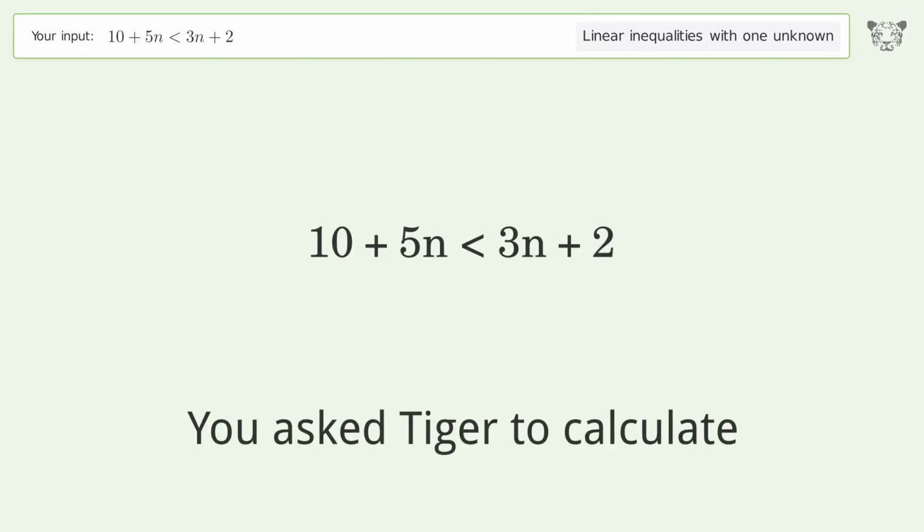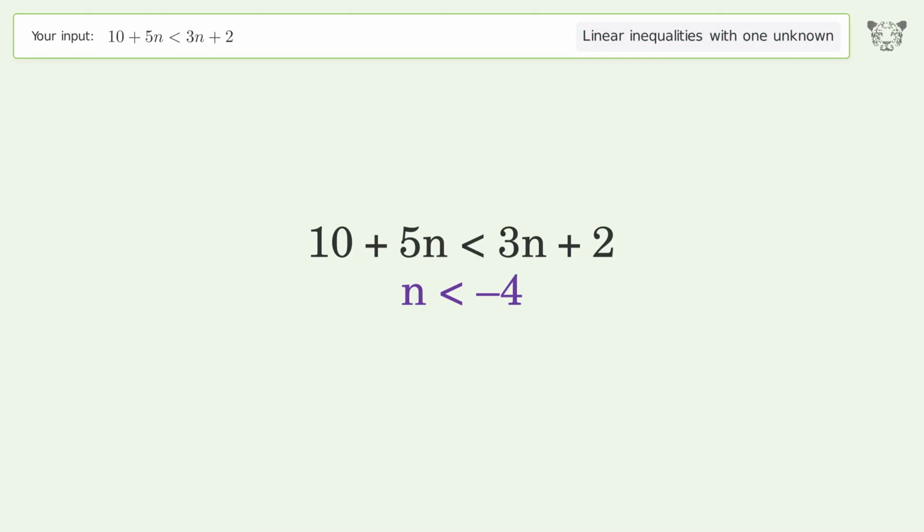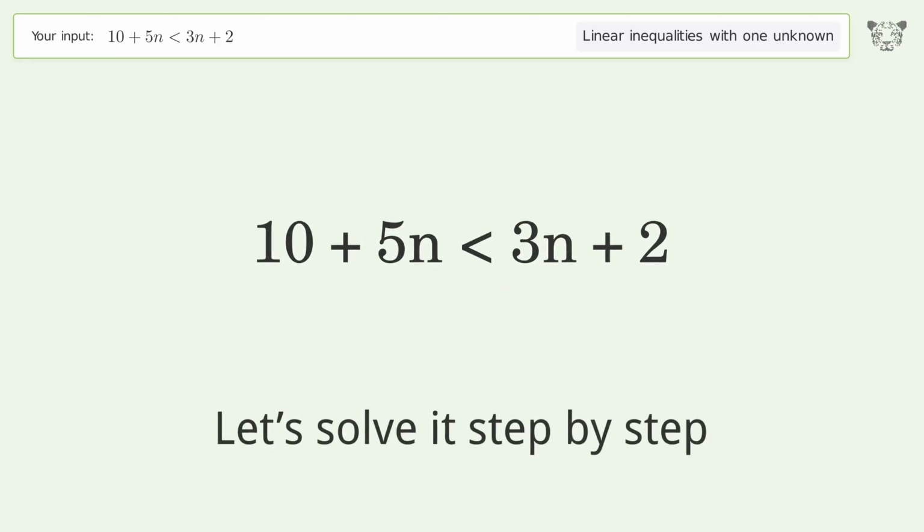You ask Tiger to calculate. This deals with linear inequalities with one unknown. The final result is n smaller than -4. Let's solve it step by step.